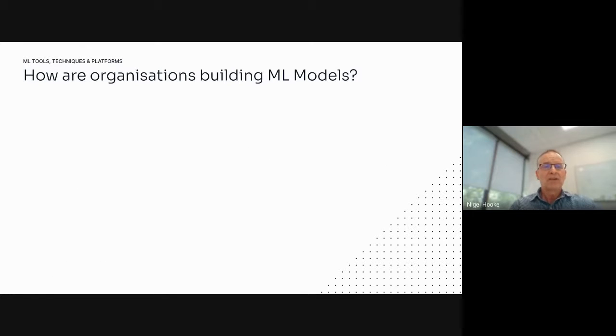Now, we also wanted to know more about how organisations are building their machine learning models. So we asked those respondents who had indicated they were already starting to explore or applying ML what they're doing, and respondents could select more than one option.